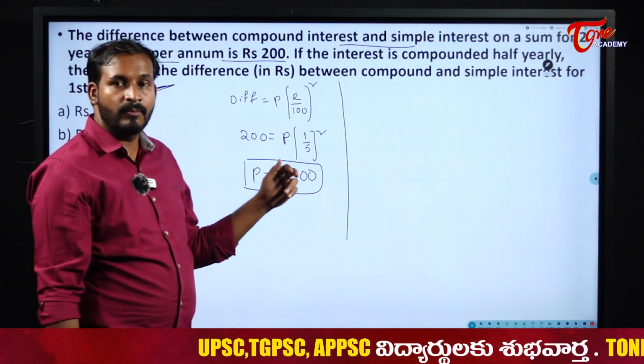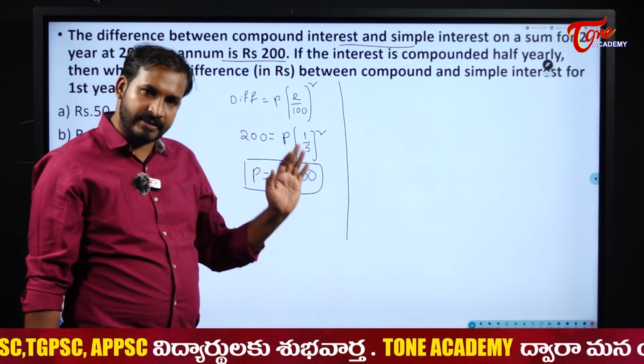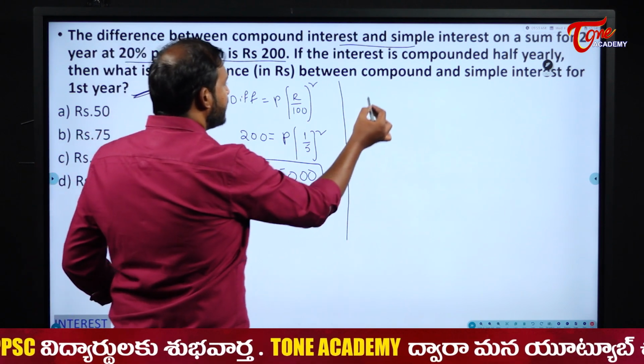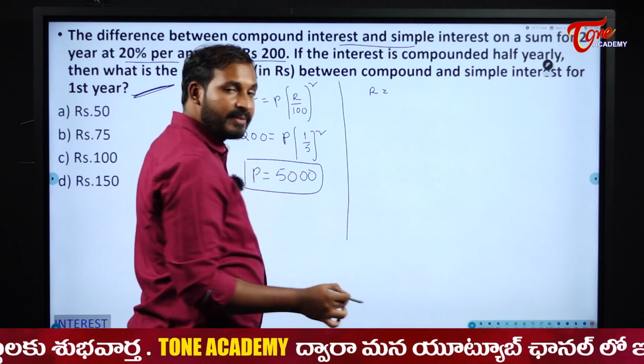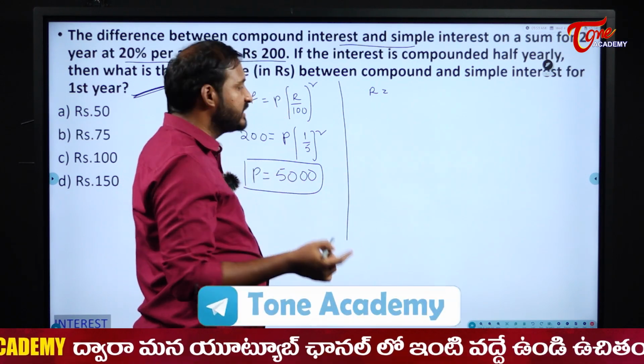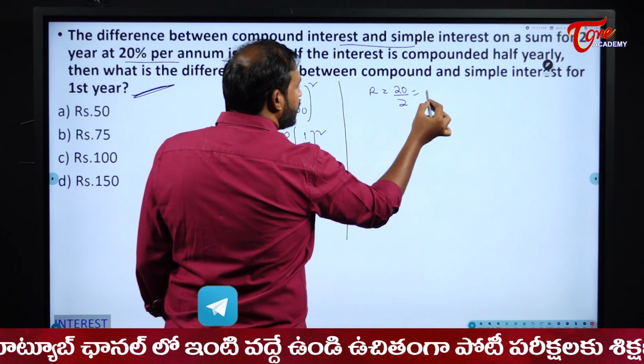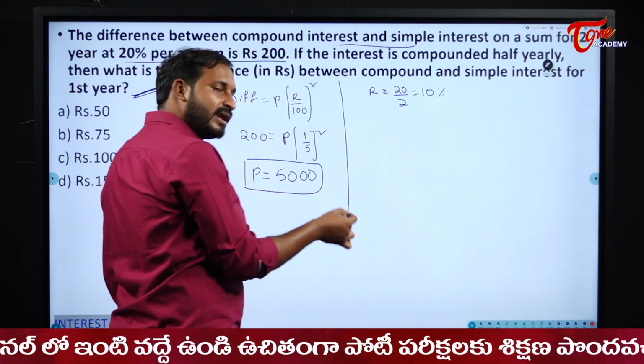If the interest is compounded half yearly for 1 year, as usual the principal remains the same. Now but what happens to my rate of interest? I will make it into half. Why? What is the reason? Just to substitute in the formula. So 20 by 2 it will become what? 10%. So as usual I can apply the same formula.